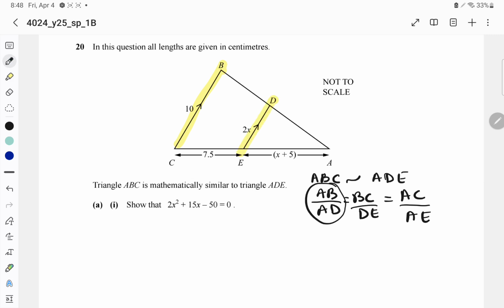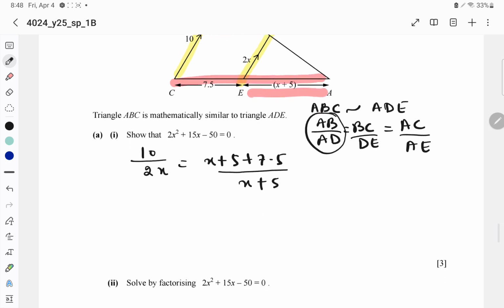So BC upon DE is 10 upon 2x, and AC upon AE. Your AC is the whole line, so AC upon AE you can write down as x plus 5 plus 7.5 divided by only x plus 5. We have to cross multiply and show it is equal to the given equation 2x square plus 15x minus 50. We have to show this. Alright, so now cross multiply and get your answer.